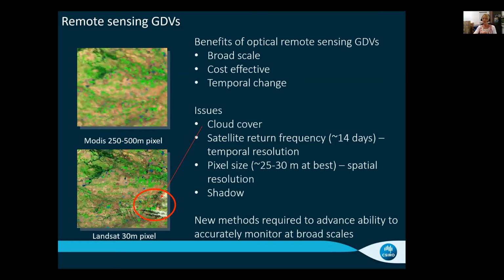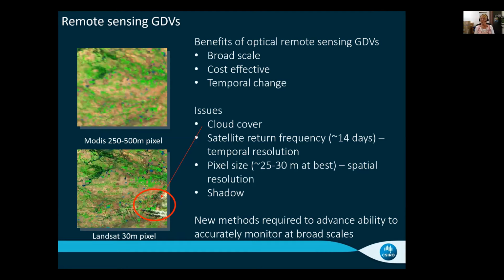However, the issues associated with optical remote sensing are that cloud is a problem. You can see I've highlighted an area here in red, and those white squiggles there are showing some cloud, and that obscures our total view of the landscape.